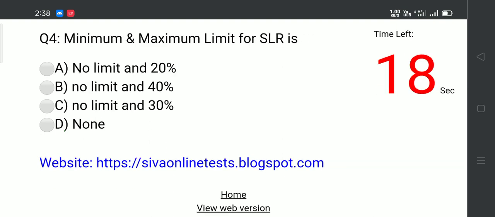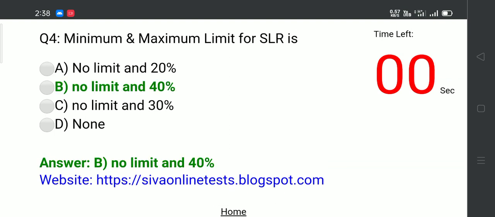Question 4. Minimum and maximum limit for SLR is. Options. A. No limit and 20%. B. No limit and 40%. C. No limit and 30%. D. None. Answer. B. No limit and 40%.